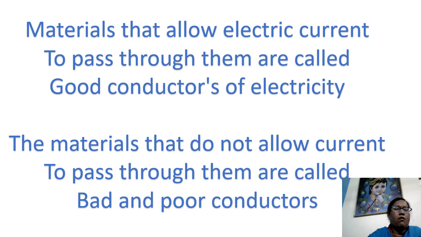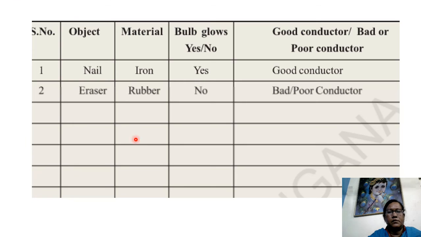See here children, materials that allow current to pass through them are called good conductors of electricity. The materials that do not allow current to pass through them are called bad conductors of electricity. Children, I hope you understand the difference between good conductors and bad conductors. Children, note in each case whether the bulb glows or not and enter your observations.